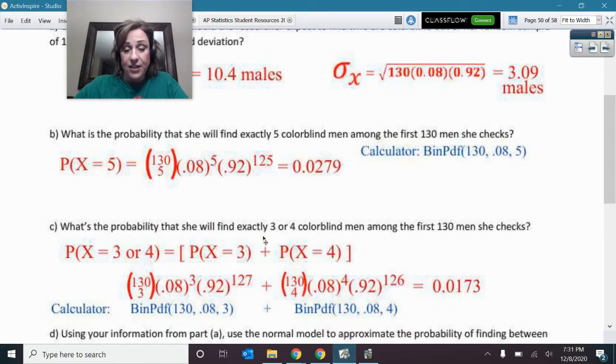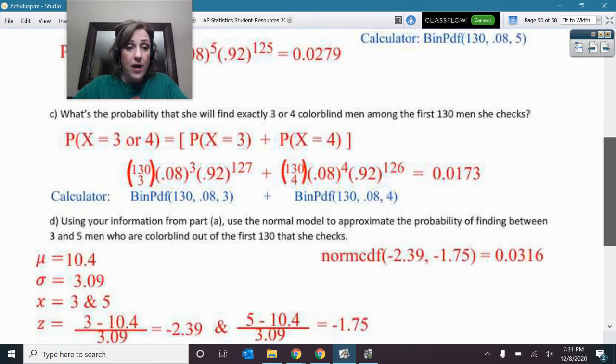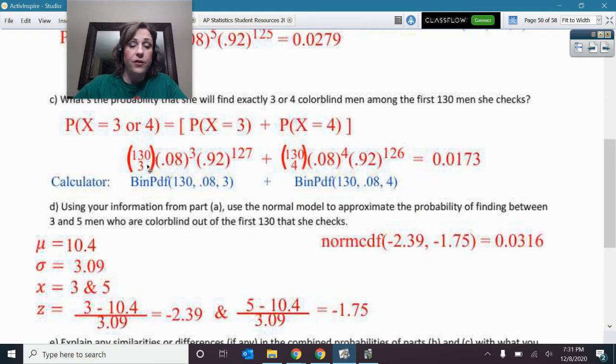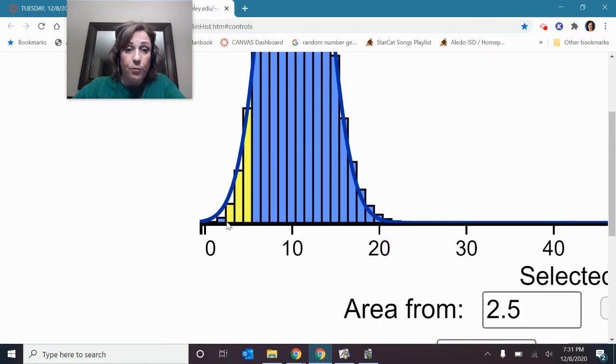Then next we are asked for exactly 3 or exactly 4. So we're going to add those two separate binomial PDFs together. The work you have to show is this: you put it in the formula to show 130 with 3 successes and 130 with 4 successes. Calculator-wise, you do not have to show that work, but here is what I put in the calculator to come up with 0.0173 for that portion. Let's look at what that's showing me. That is these 2 yellow bars here. So I totaled those together in the next step.